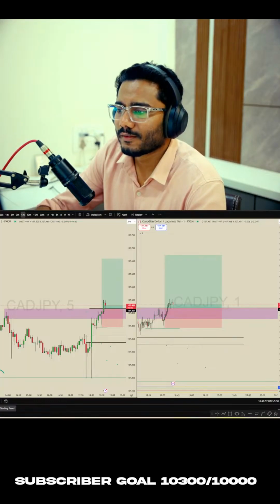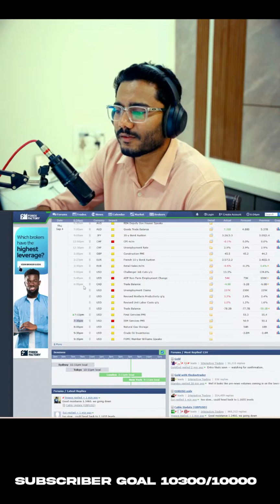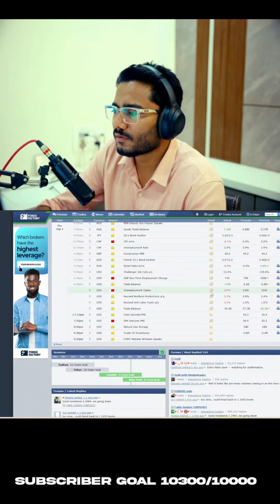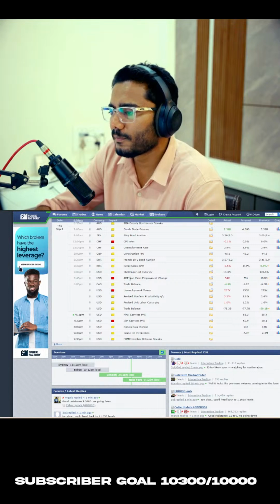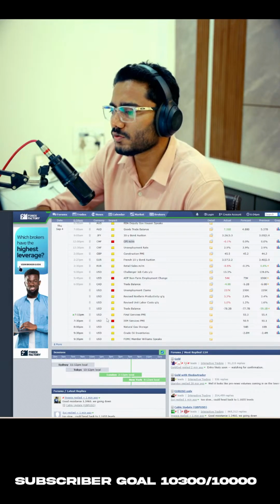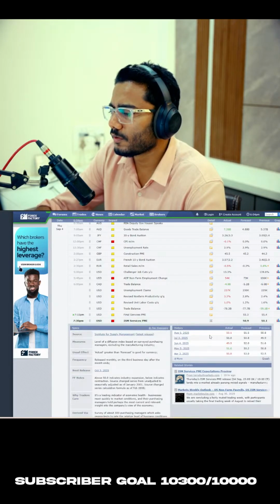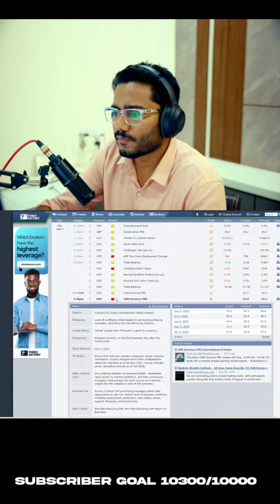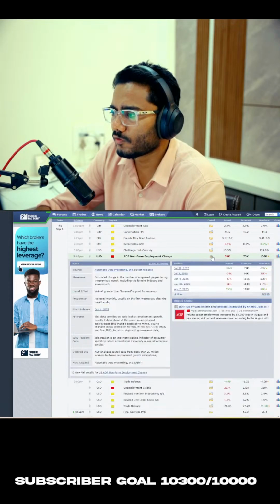Okay, this is not rocket science. You just look for red folders. If you look at red folder, so the non-farm employment change, non-farm payroll, which is also called NFP, CPI. So you can check news. So basically, the red folder is news. If you click over here, so let's see, we have news at 7:30. Let's open this one.